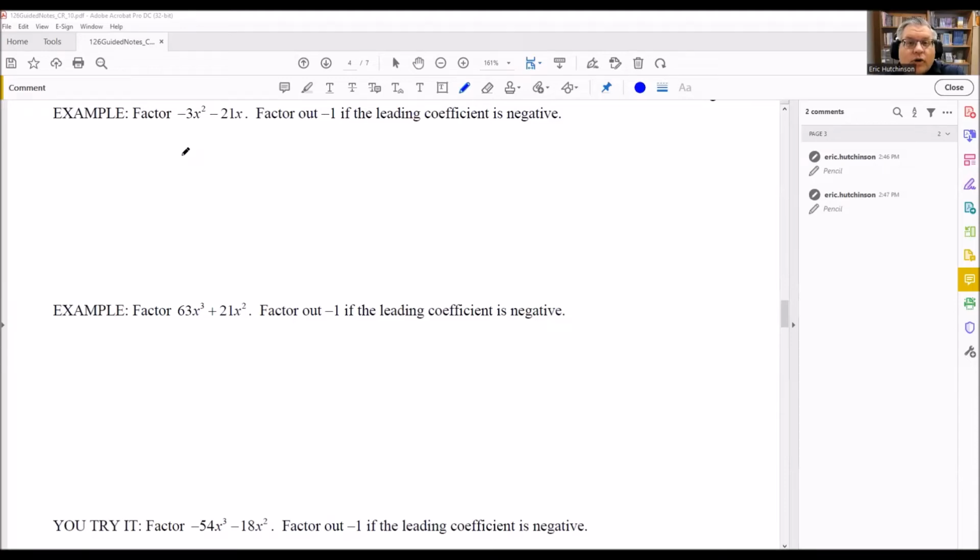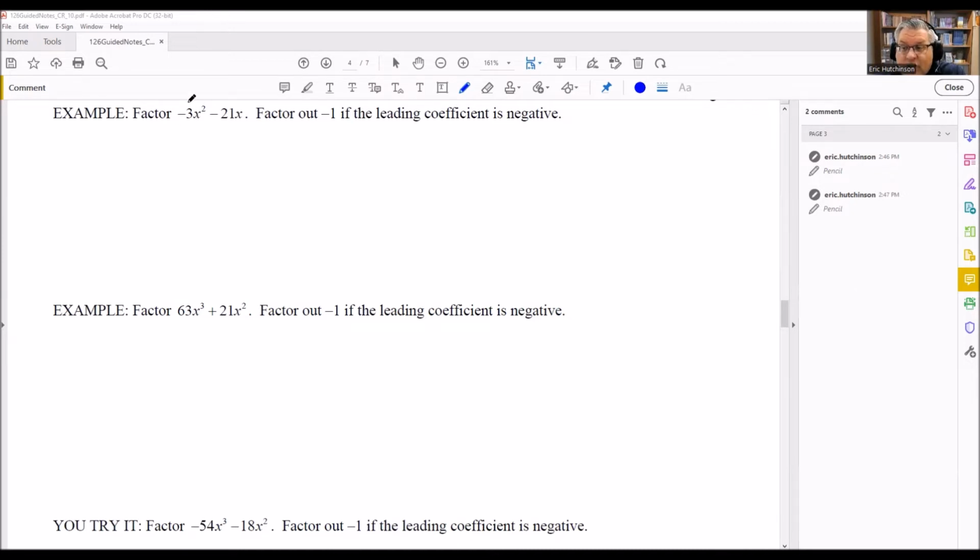For these problems, we're going to factor out the GCF, and it just so happens that for these, we're going to have more than just a number to factor out. We're going to have a variable in this as well. So first of all, we want to identify what the GCF is for this. So we want to look for a common factor in each.